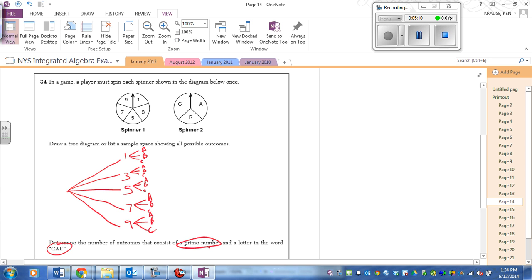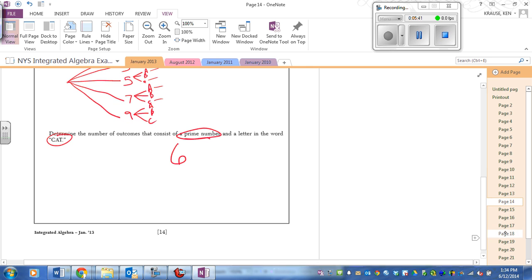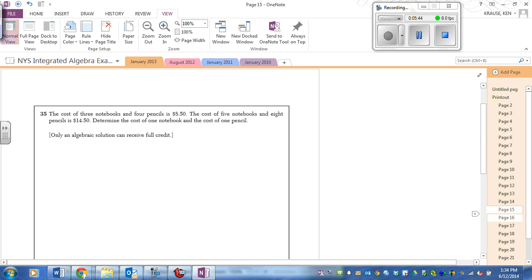cat. Alright, a prime number would be 3, 5, and 7. And cat would be C and A, obviously. So it says determine the number of outcomes that consist of a prime number and a letter from the word cat. So A, C, A, C, A, C. That's 6. That's it, that's easy.